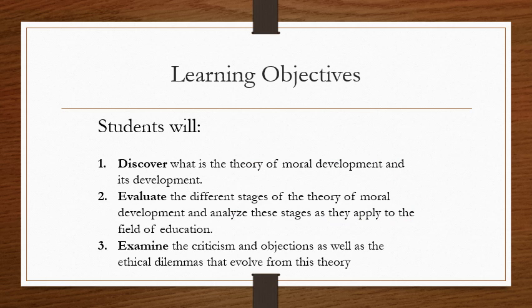In this presentation, students will discover what the theory of moral development is and how it developed. Students will also evaluate the different stages of the theory of moral development and analyze these stages as they apply to the field of education. Finally, students will examine the criticism and objections as well as the ethical dilemmas that evolve from this theory.